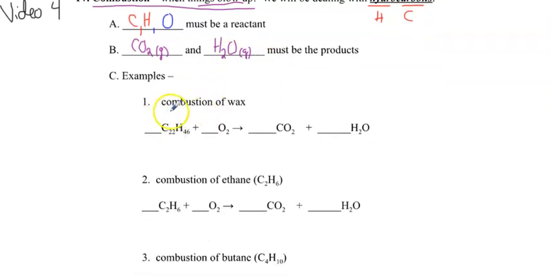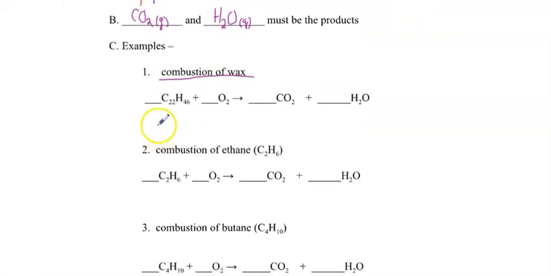So here's some examples. The combustion of wax. We're going to look at burning a candle, and we have a hydrocarbon, in this case wax, C22H46, plus oxygen gas from the room around, which is going to produce carbon dioxide and water. Is this balanced? No. So here's a trick.